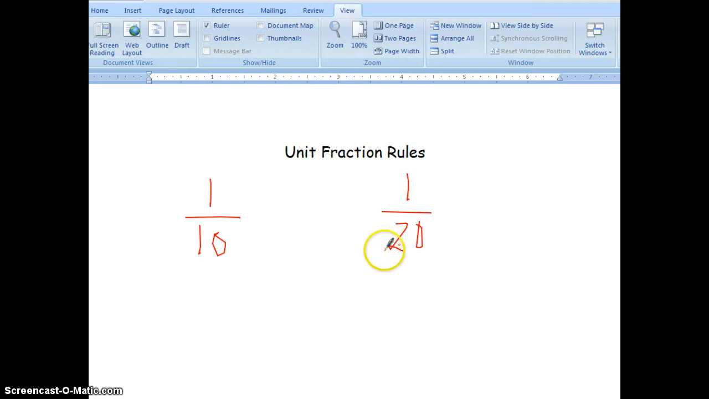Now, for people who are new to doing fractions, when they look at this, they might think that 20 is a much bigger number than 10, therefore this has a greater value, but no, it doesn't. Because this is 1/20th, it is a smaller value than 1/10.